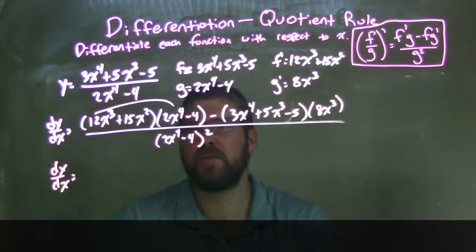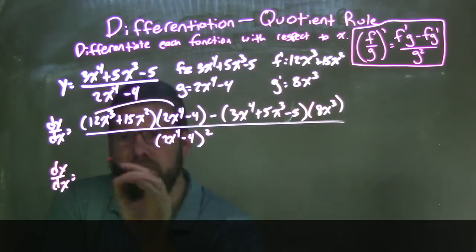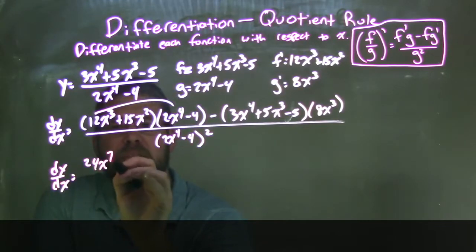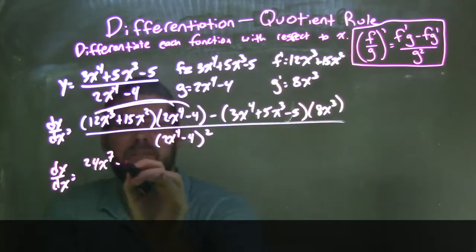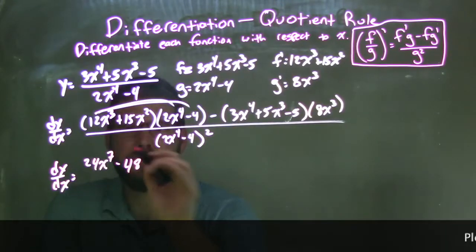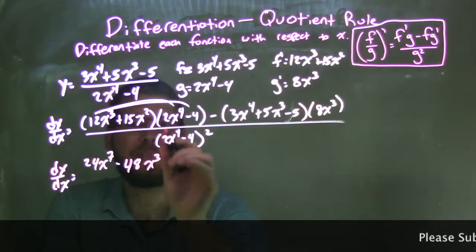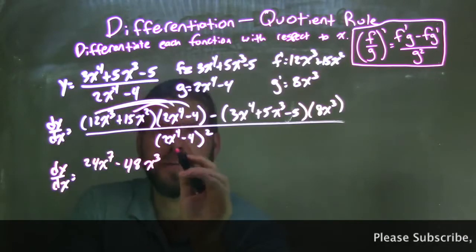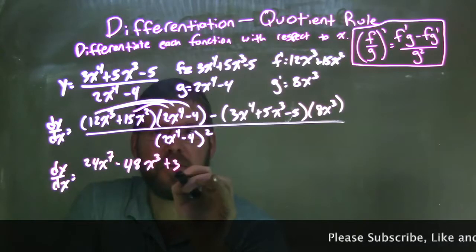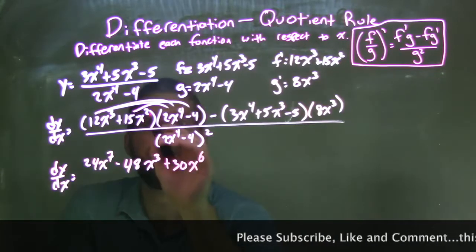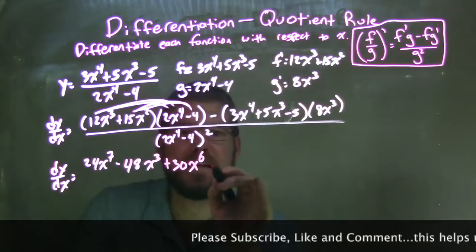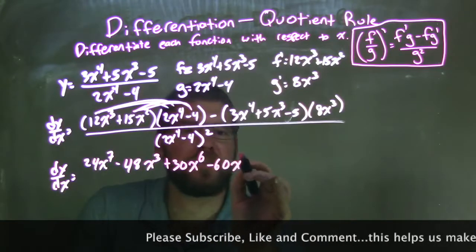12x to the 3rd times 2x to the 4th is 24x to the 7th power. 12 times a negative 4 is a negative 48. So we have negative 48, x to the 3rd power. Now we have 15 times 2 is 30. So we have 30. We add the exponents. That's x to the 6th power. And 15 times negative 4 is negative 60, and that's x squared.